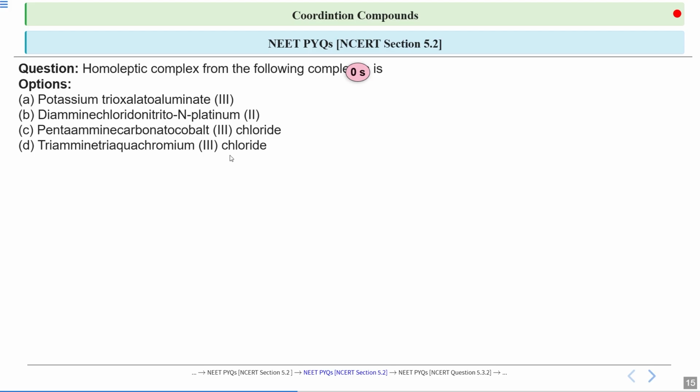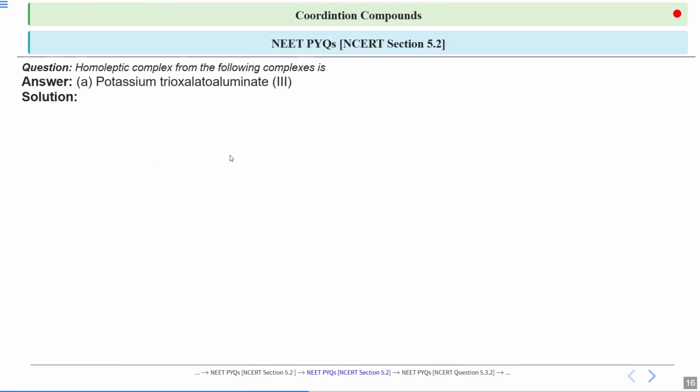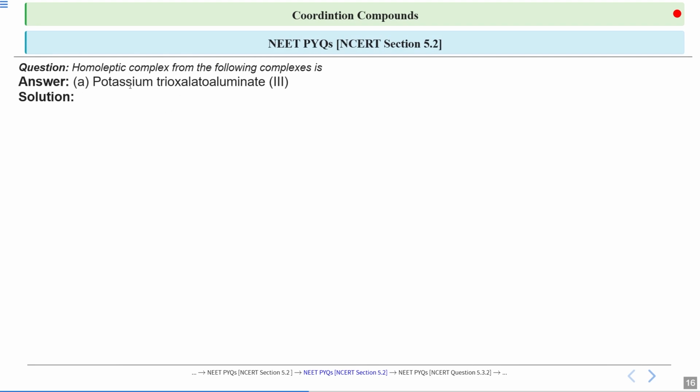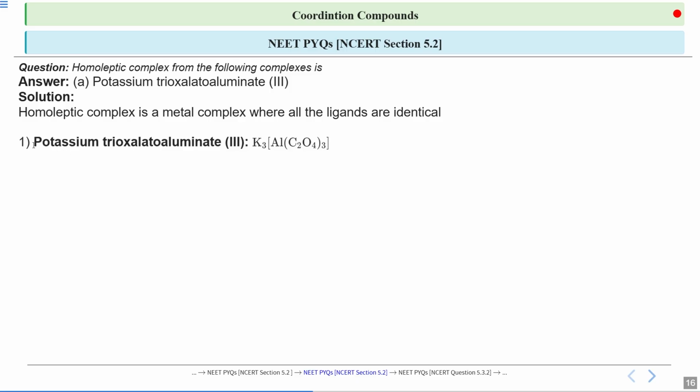Okay, let's see. For this question, the correct answer is option A, that is potassium trioxalatoaluminate(III). A homoleptic complex is basically a metal complex where all the ligands present in the complex are identical. The first complex is potassium trioxalatoaluminate(III), whose formula you can write as K3[Al(C2O4)3].